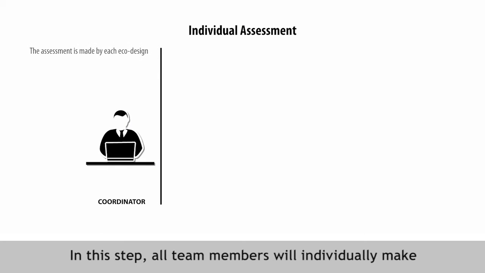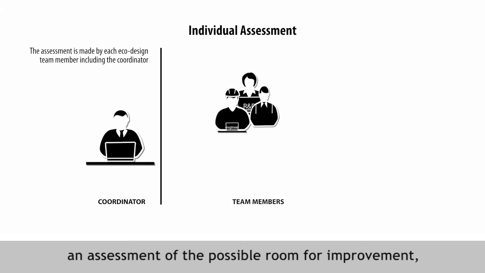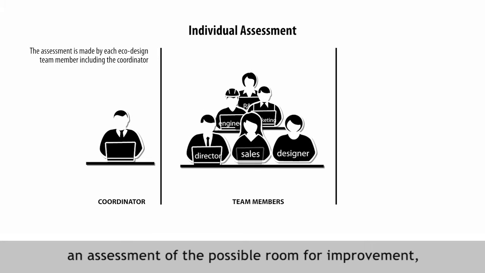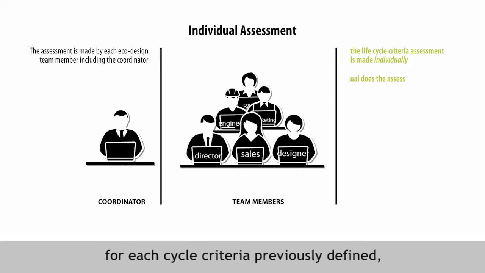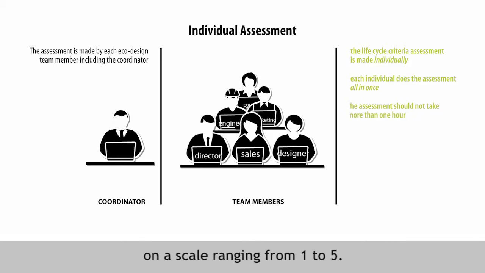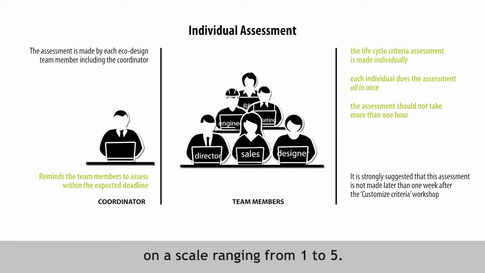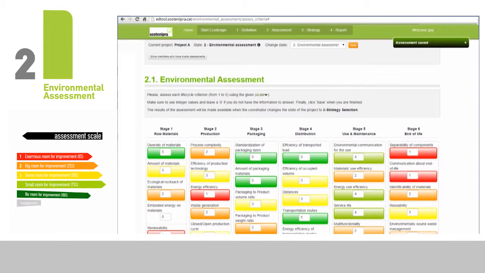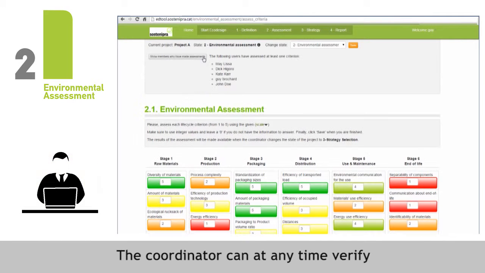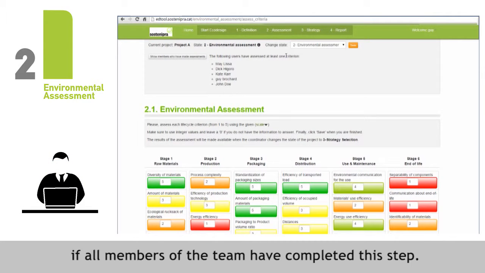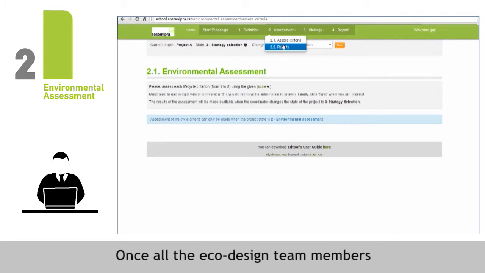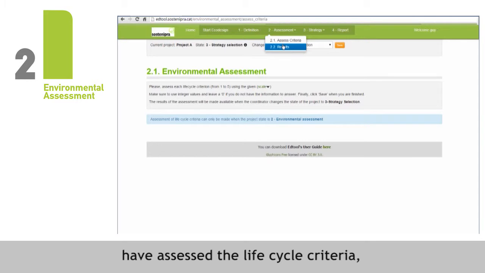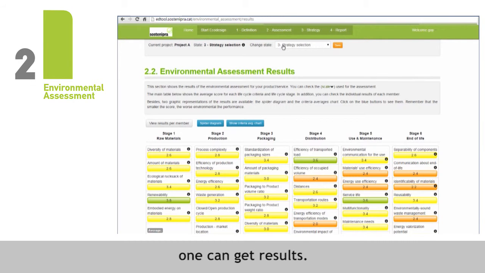In this step, all team members will individually make an assessment of the possible room for improvement for each cycle criteria previously defined, on a scale ranging from 1 to 5. The coordinator can, at any time, verify if all members of the team have completed this step. Once all the eco-design team members have assessed the life cycle criteria, one can get results.